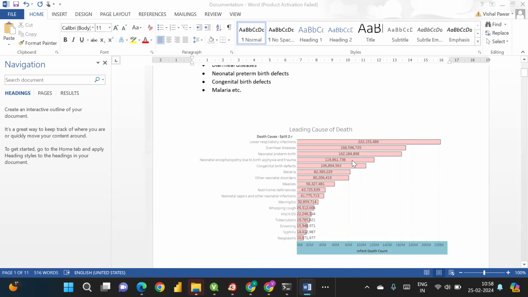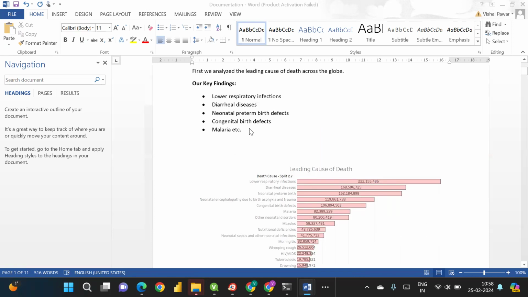First, we have developed a bar plot in Tableau. As you can see, we have jotted down the most important reasons for the deaths of infants. On a global level, lower respiratory infections, diarrheal diseases, neonatal preterm birth, and congenital birth defects are the leading causes of deaths in infants. Also, malaria is one leading cause of deaths in children.